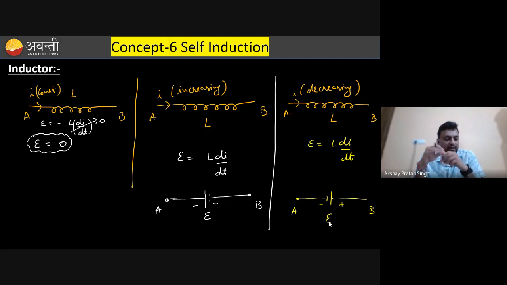So what is the purpose of this slide? That an inductor can behave as a cell when the current through it is changing. And the polarity of the cell you can decide using Lenz's law. I hope this is clear.